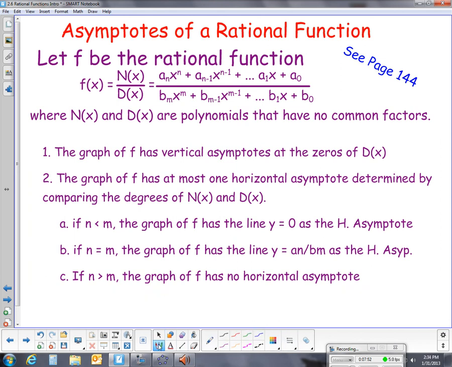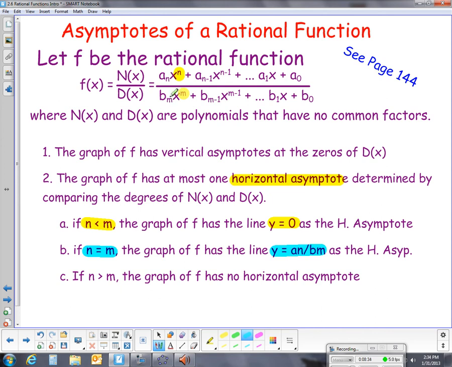If we are looking for horizontal asymptotes, we have to be careful, because the horizontalness will depend on how the degrees are related between this n and this m. So these are the rules you have to memorize, learn, and know. If n is less than m, the numerator is smaller than the denominator, we have one horizontal asymptote at y equals 0. If n is equal to m, then we have the line y equals a_n over b_m, where those are these two.